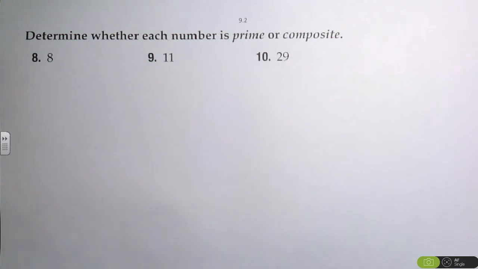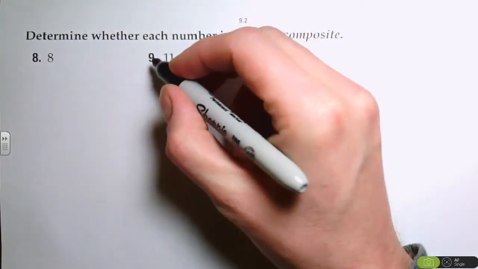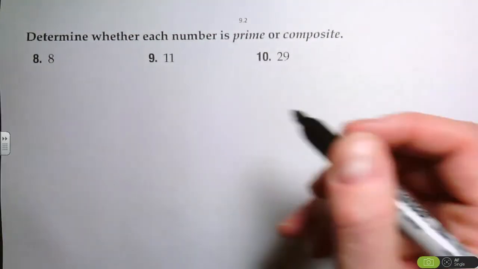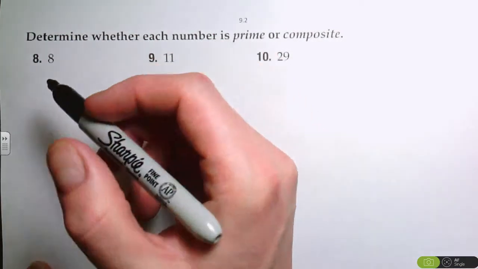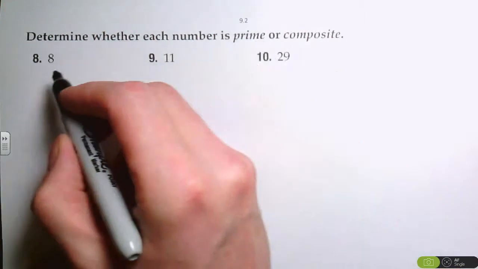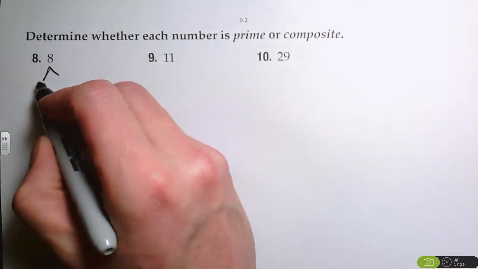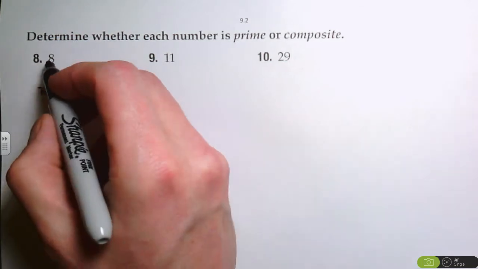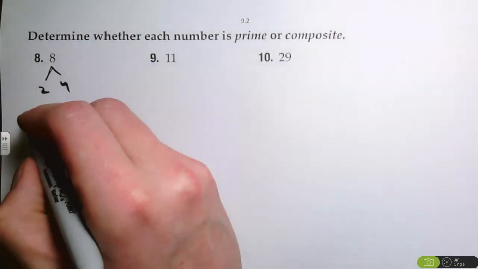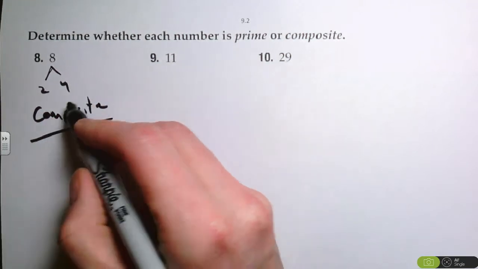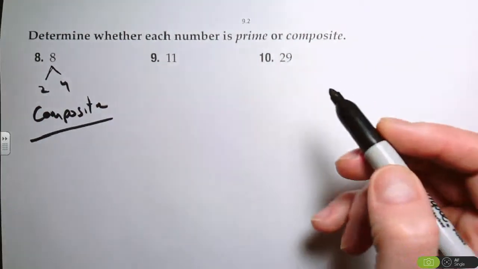Okay, so here are some supplemental problems for section 9.2. We're supposed to figure out whether or not each number is prime or composite. Basically, a composite number is something that can be factored. Number 8 is not prime. It's composite because I can divide it: it's 2 and 4. I don't have to find the prime factorization. Just, can it be factored? Yes, 8 can be. So 8 is composite, meaning it's composed of other numbers, made up of other numbers.